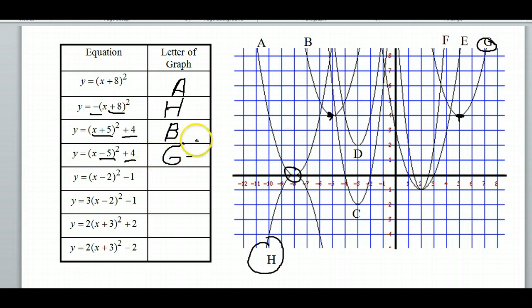(x minus 2) quantity squared, -1. This is a horizontal translation, right 2 units and down 1 unit, putting the vertex at +2, -1. But we have two curves here. This curve is congruent to y equals x squared. There is no stretch factor, meaning if I move over 1 unit, then I should go up 1 unit. That puts us on this curve here, which is E.